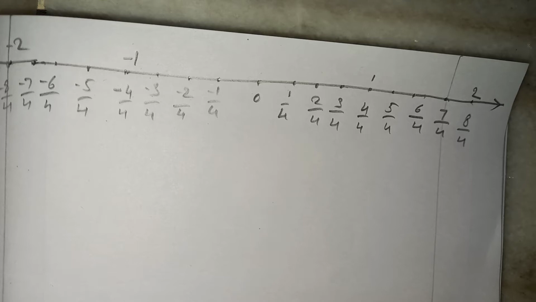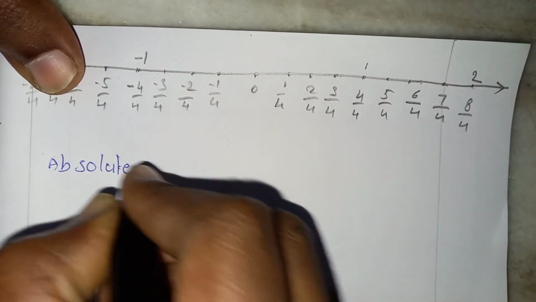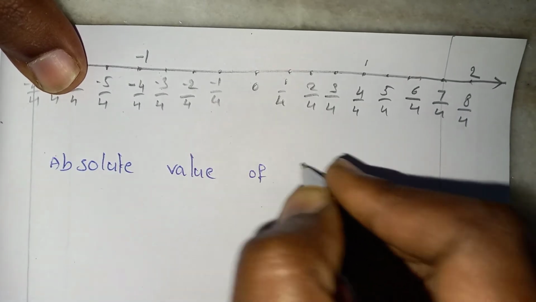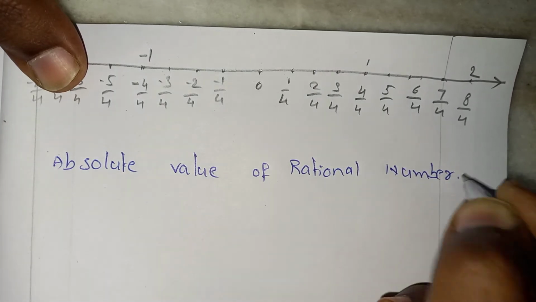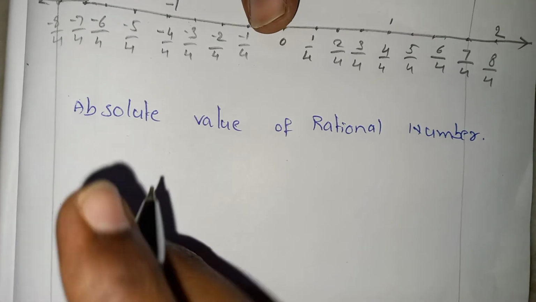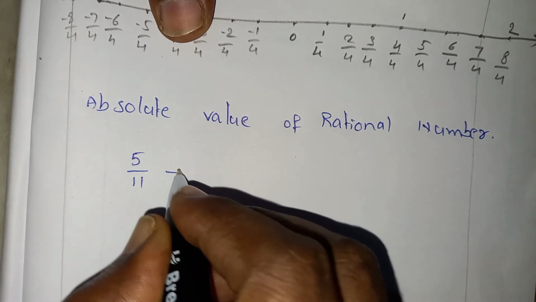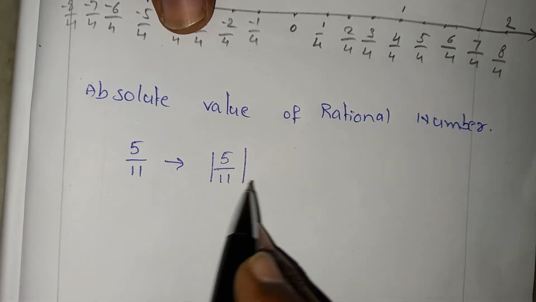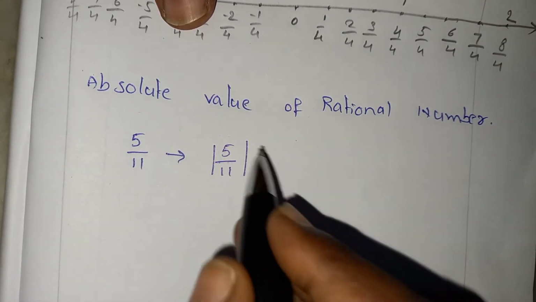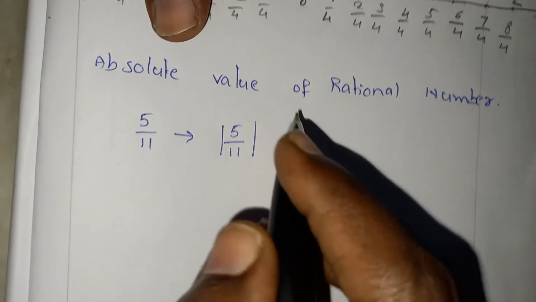And one more thing I want to tell you about is the absolute value of a rational number. This is a very simple topic. For example, I am going to take a rational number, 5 by 11. What is the absolute value of 5 by 11? It is just a representation form. If you write 5 by 11 between two vertical lines, then you have to read this as the absolute value of 5 by 11.